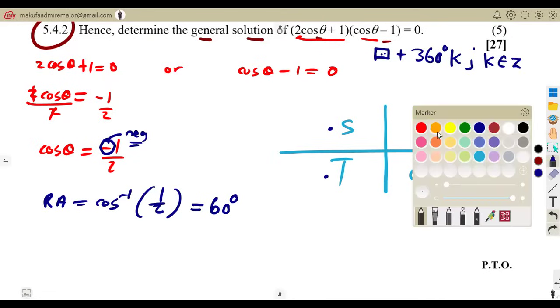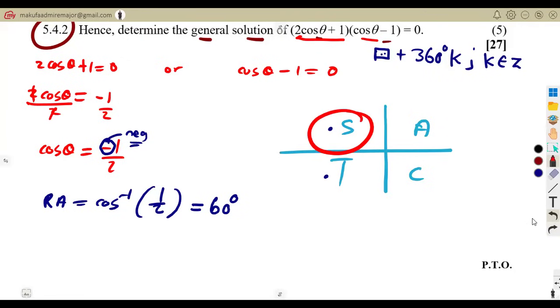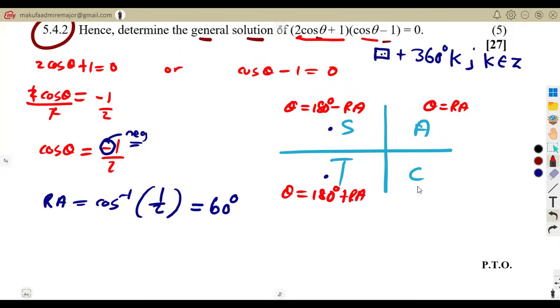So how do you determine the exact angle theta in the second quadrant? Remember, in the first quadrant, guys, theta is equal to the reference angle. In the second quadrant, theta is equal to 180 minus the reference angle. In the third quadrant, theta is equal to 180 degrees plus the reference angle. In the fourth quadrant, theta is equal to 360 degrees minus the reference angle. You must know this, because it must be which quadrant it is. Then you know how to take theta, the exact angle. We are dealing with cos being negative, so we are talking about the second and the third quadrant.